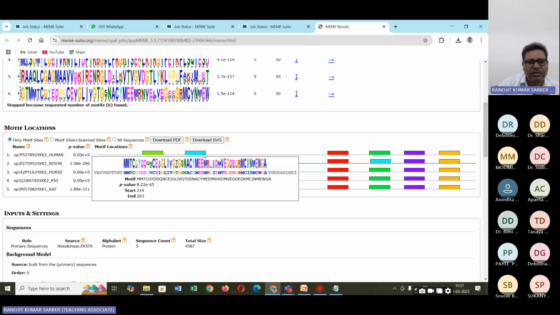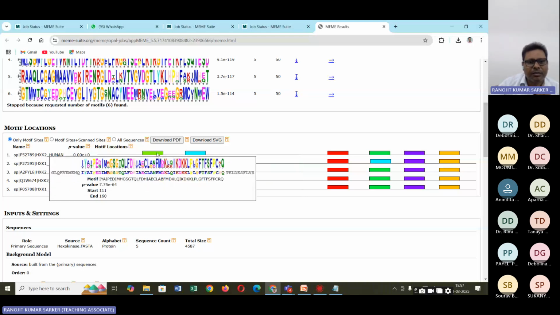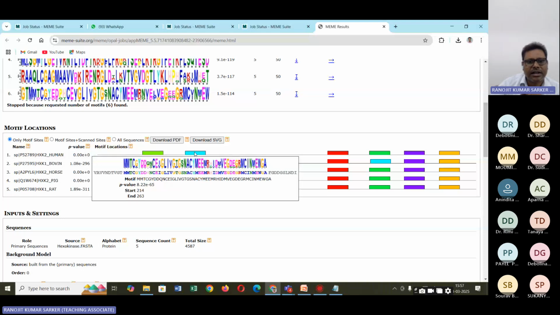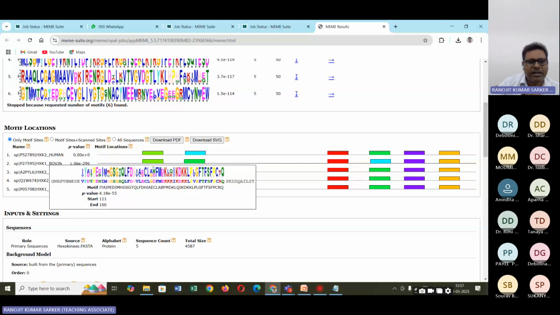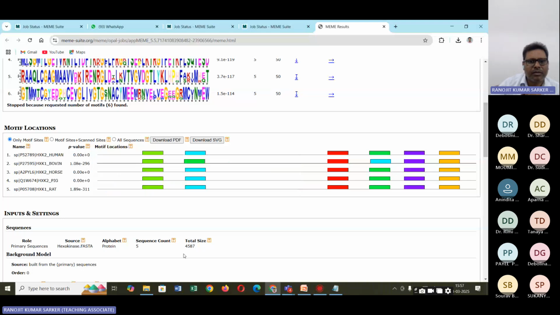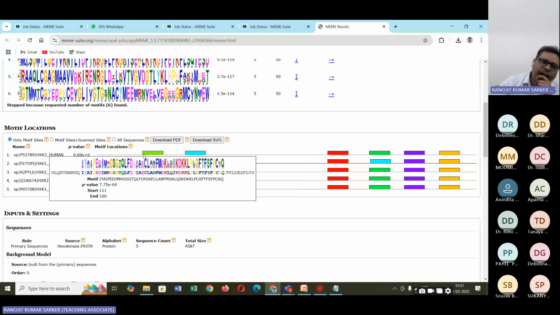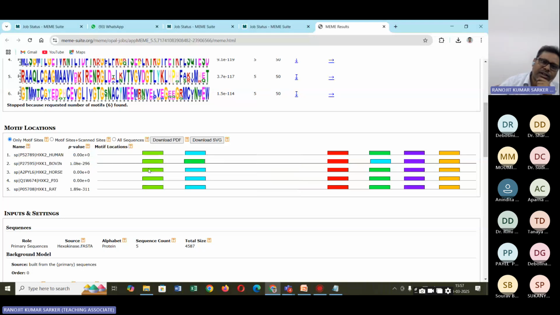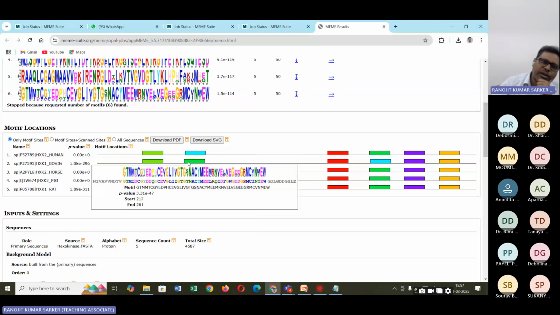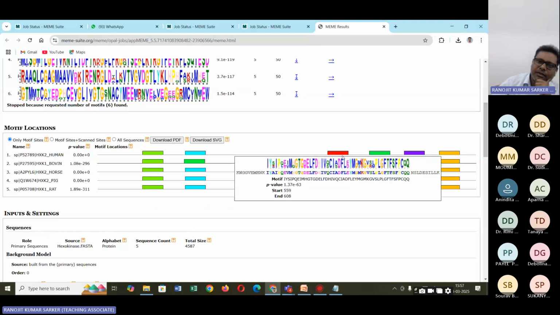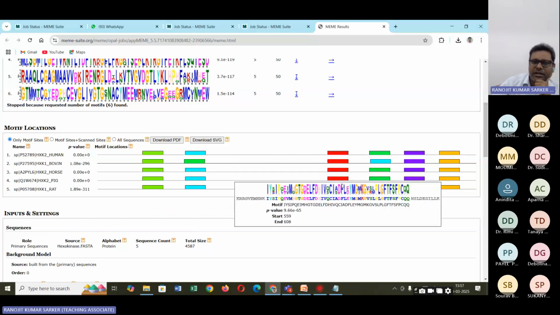I hope you can see that. So this is the p-value. The p-value is lower in this case as compared to this one. That means in this sequence one you have two motifs. Now have you observed one thing? We have the hexokinase sequences from human, bovine, horse, pig, and rat. Have you noticed that we have got the motifs at the same position?